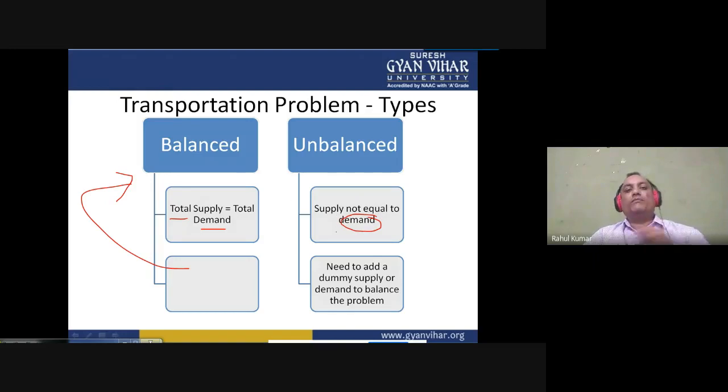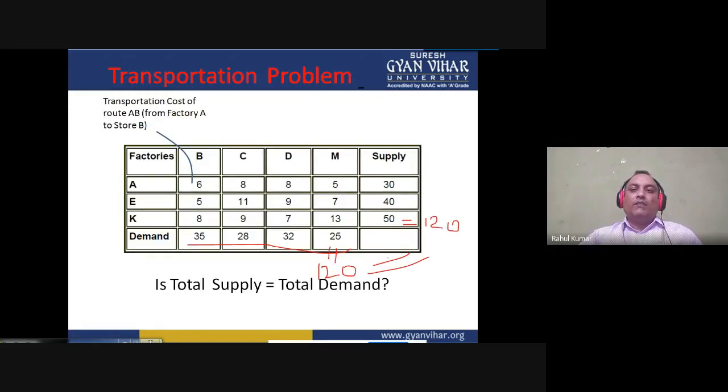This type of problem is related to the unbalanced transportation problem. In that case, we need to add a dummy supply or demand to balance the problem, right? So this also is an unbalanced transportation problem. But what we have here is a balanced transportation problem.